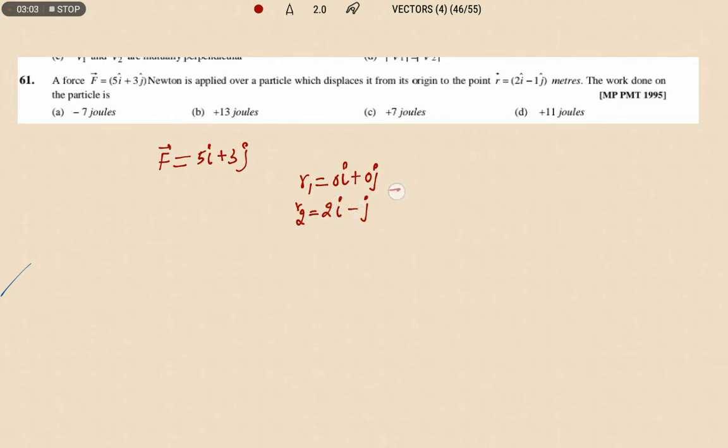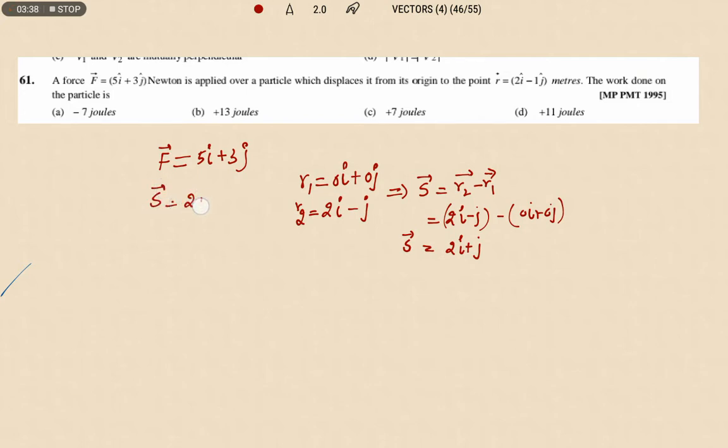In displacement, we can write the displacement vector S bar as R2 bar minus R1 bar. So R2 bar is 2i minus j, minus (0i plus 0j). Here the initial position is the origin, that's why we get the final position vector as the displacement vector. If the initial vector is there, then we have to find the displacement vector in a similar manner. So S bar is 2i minus j.